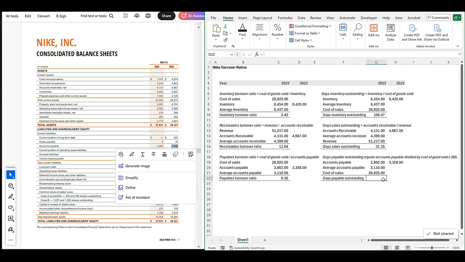We can also calculate the days payable outstanding by dividing the average accounts payable by cost of goods sold and multiplying by 365. 3,110 divided by 28,925 times 365 equals 39.2. Nike repaid its accounts payable every 39 days.